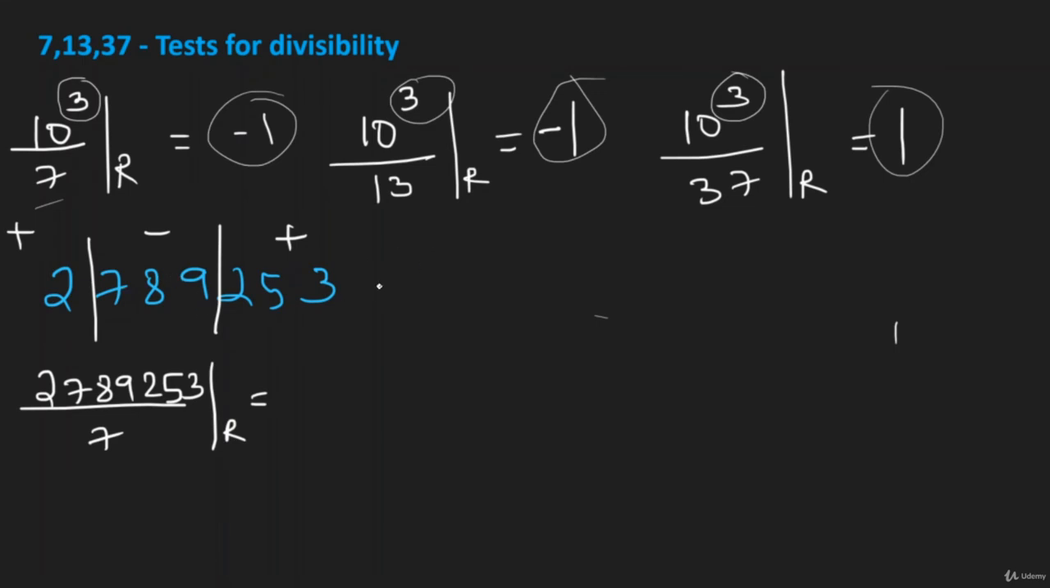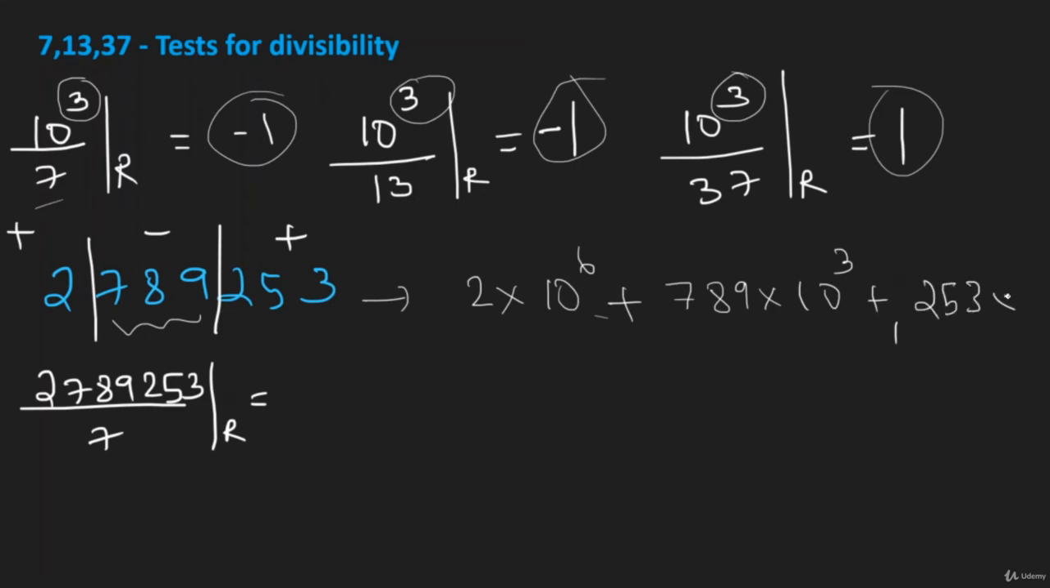Now the expanded form of this number would be 2 into 10 to the power 6 plus, let me club this together because we are taking triplets, that's 789 into 10 to the power 3, right? Because you have 3 digits over here, and I can write it as plus 253 into 1. Okay, now over here I can see that if I divide this with 7 and take the remainder, that's equivalent to taking the remainder in each of the cases, right? So let me write that over here like this.